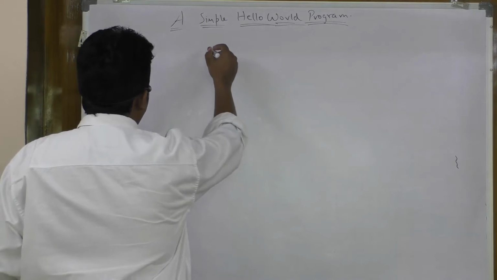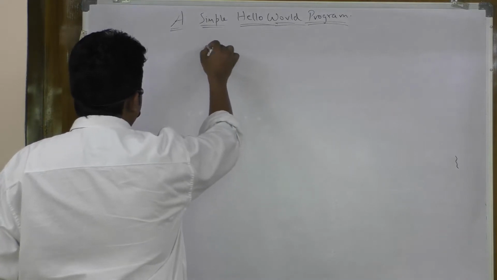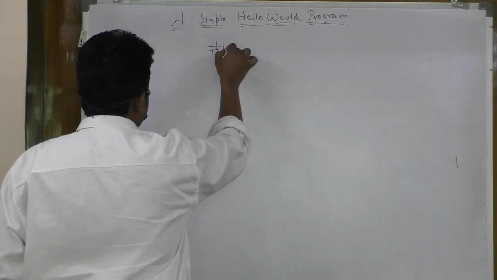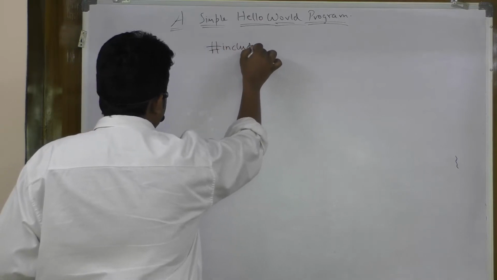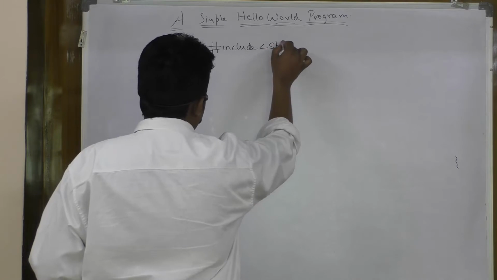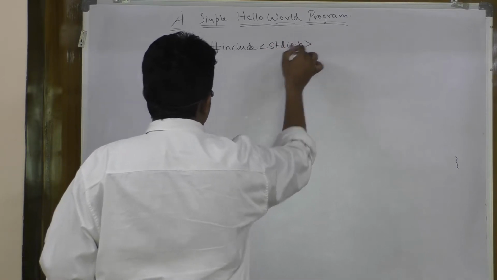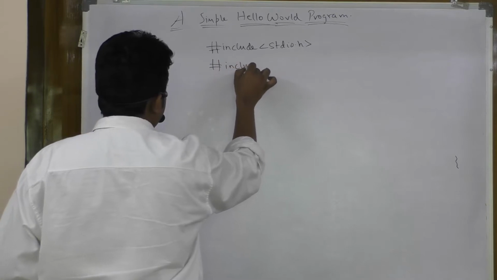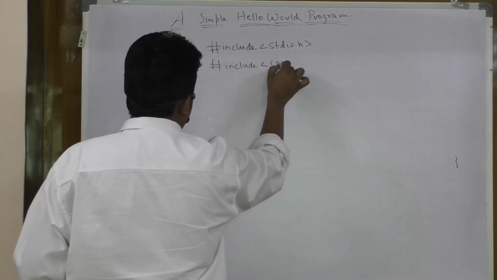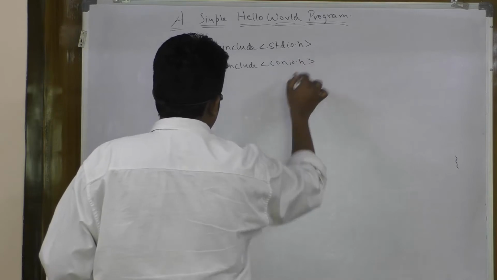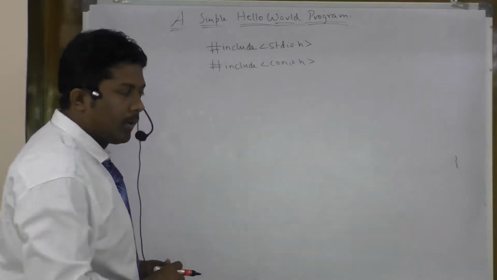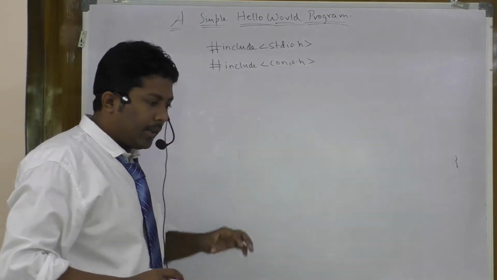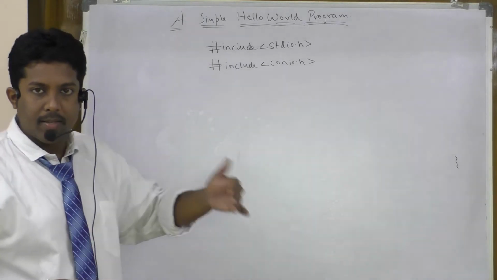Typically, every C program in the world starts with these lines, which are known as header files. The most commonly used header files are stdio.h, and then #include conio.h, or console input output.h. These two are the most commonly used header files in every C program.